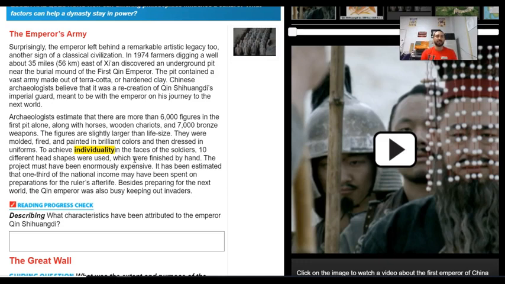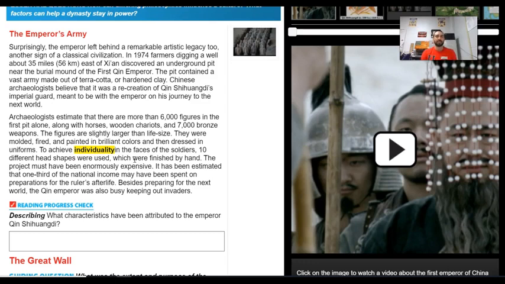Archaeologists estimate that there are more than 6,000 figures in the first pit alone, along with horses, wooden chariots, and 7,000 bronze weapons. The figures are slightly larger than life size. They were molded, fired, and painted in brilliant colors, and then dressed in uniforms. To achieve individuality in the faces of the soldiers, 10 different head shapes were used, which were finished by hand.